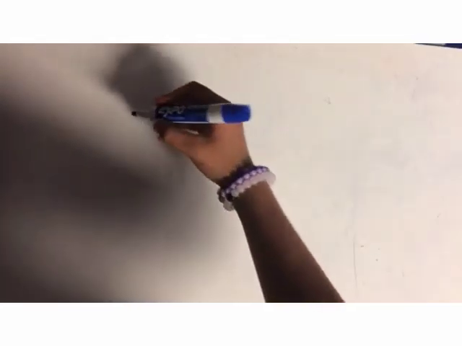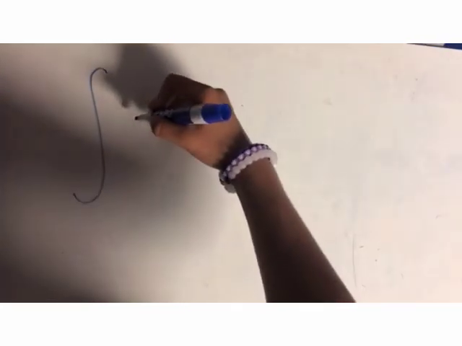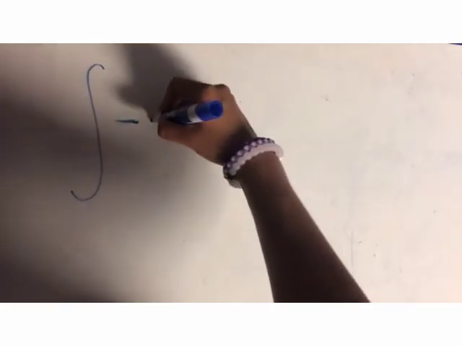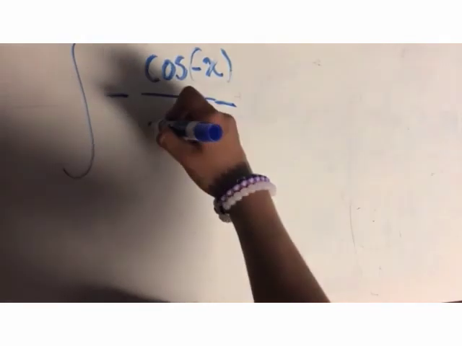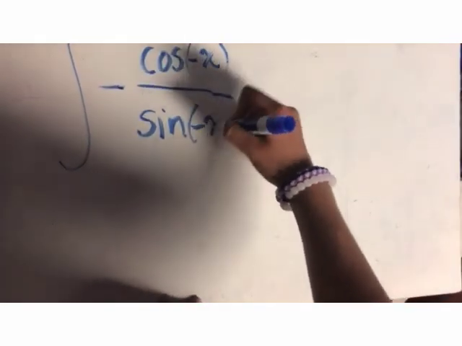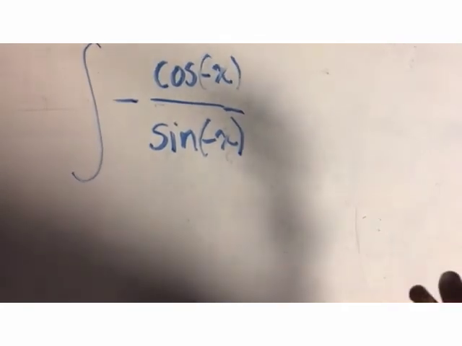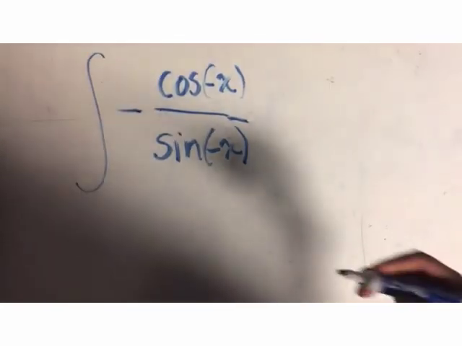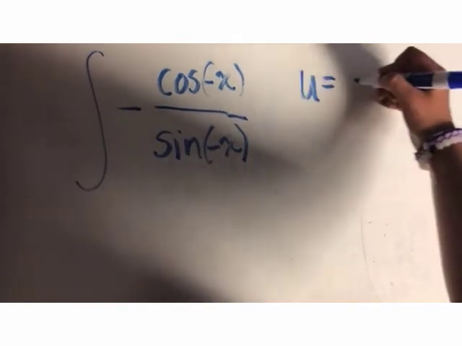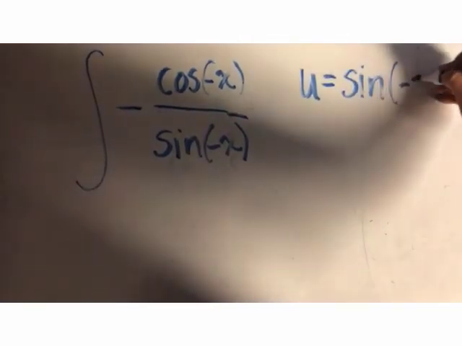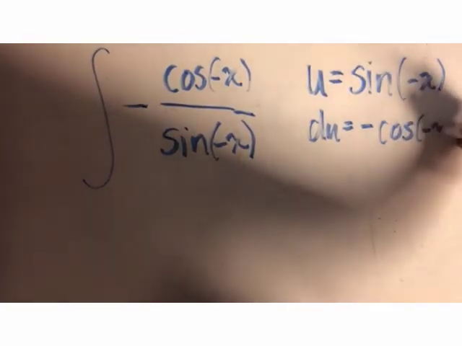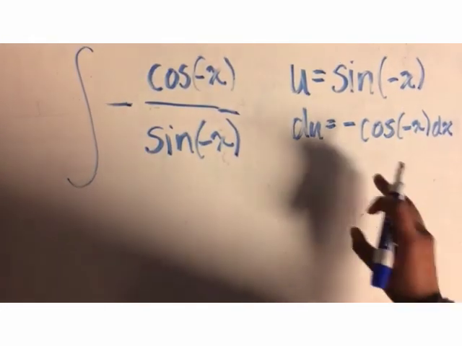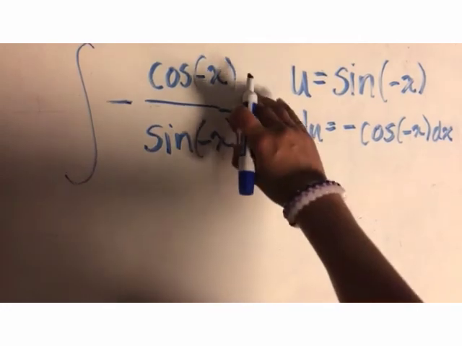Now let's try a harder problem involving some trig. So given the problem, trying to find the integral of negative cosine negative x over sine negative x. Just like any other problem, you have to start by using u substitution. So in this case, my u, I'm going to use sine negative x. When I find the derivative of this, I get negative cosine negative x dx. This means I can just substitute this in for here.